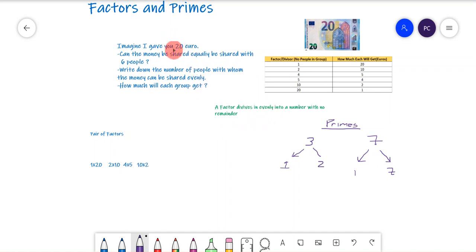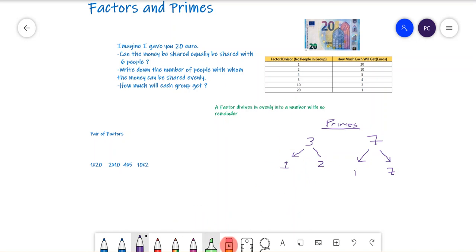Now also, we can have what are known as factor pairs. The examples here being that each of these is a pair of factors of 20. Why are they a pair of factors of 20? Because if you take each of the numbers individually, like for example 1 and 20, they will both divide in evenly into the number 20, and also when you multiply them by each other, it gives you the number 20. Then we have these special types of numbers known as prime numbers, or primes, and prime numbers only have 2 factors, the number 1 and the number itself.